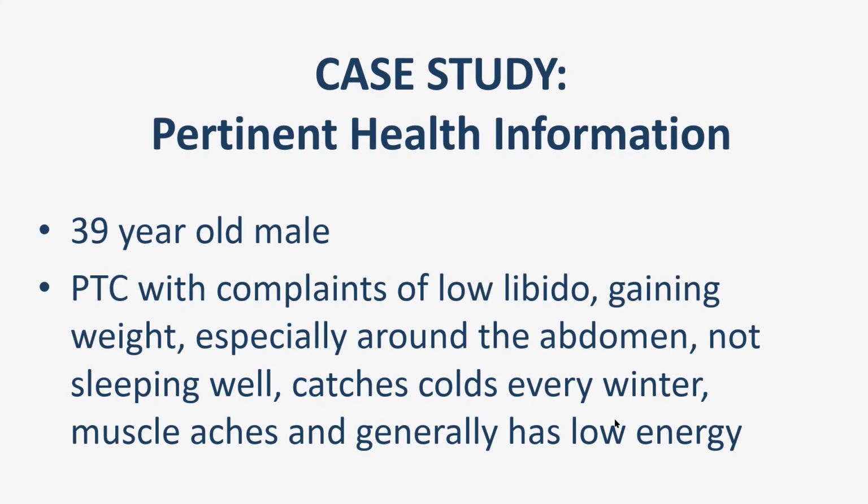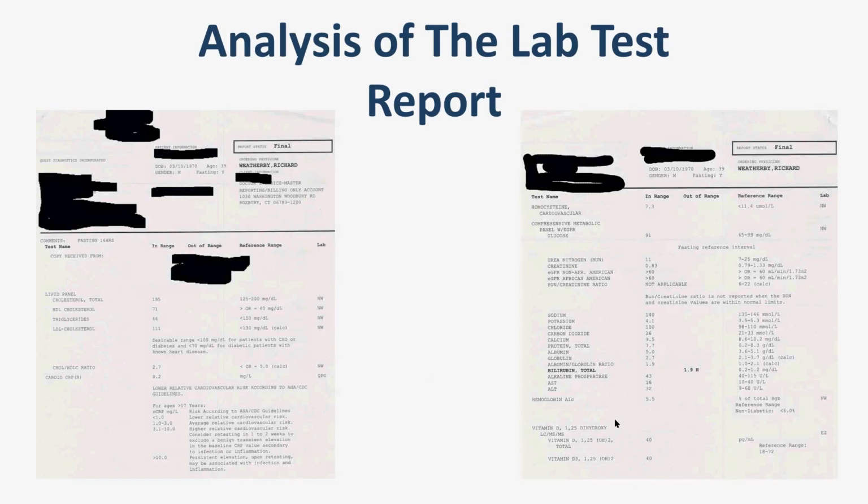To demonstrate all of this, I want to go through a case study, because cases are a great way to show the usual way of doing things and then also the secondary ways of doing things. So this is a 39-year-old male. He presented to clinic with complaints of low libido, gaining weight, especially around the abdomen, not sleeping well, catches colds every winter, muscle aches, and generally has low energy. So we did a blood test, and let's go and see what the results are.